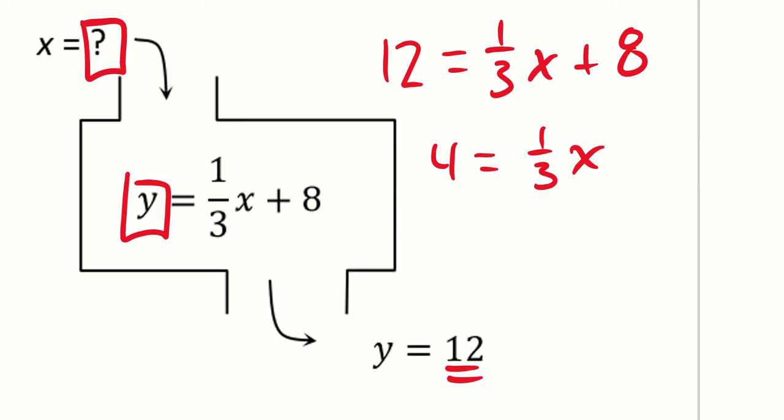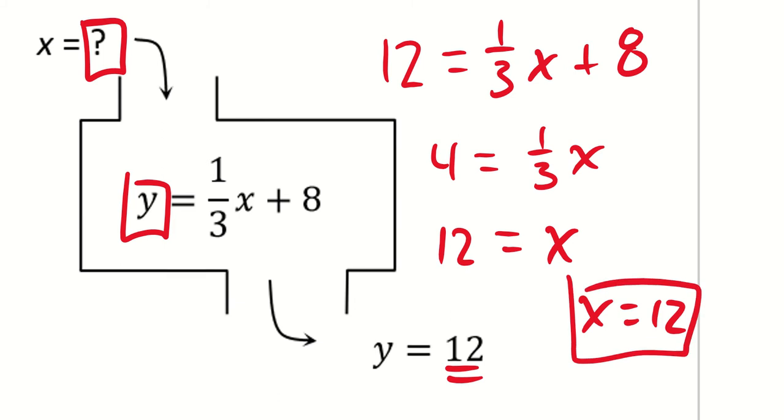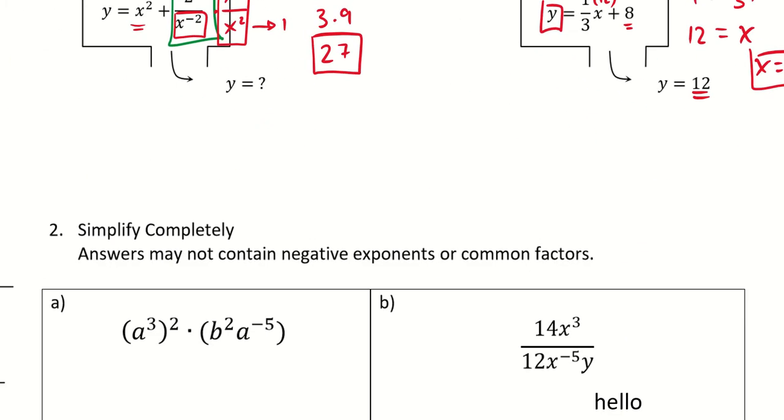And then to get rid of the fraction, I'm going to multiply both sides by 3. When I do that over on the left-hand side, I get 12, and on the right-hand side, 1/3 times 3 is just 1. So I get x has to be 12. So interestingly enough, when x equals 12, the output of this function would be 12. And I could verify that by plugging it in here, right? If I put the number 12 in here, 1/3 times 12 is 4, and 4 plus 8 is 12. So that is exactly what it is. X would be 12. Let's move on to question 2.